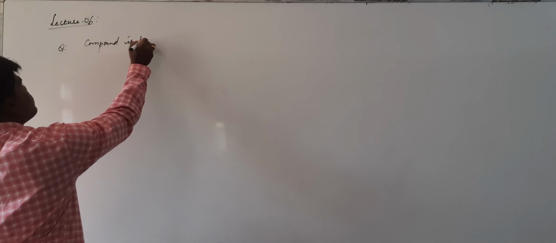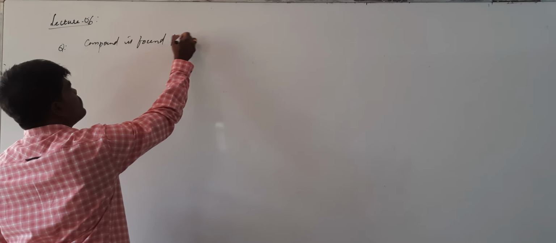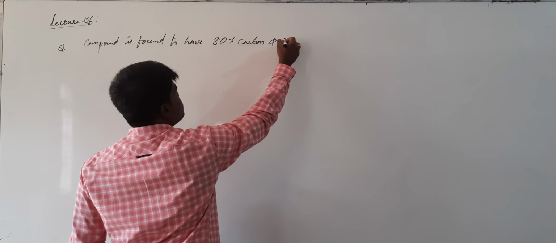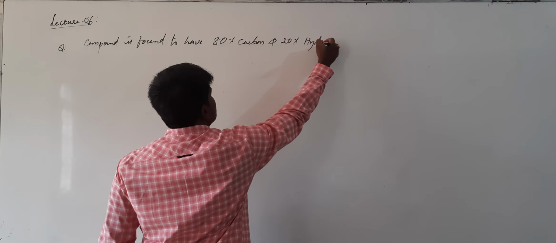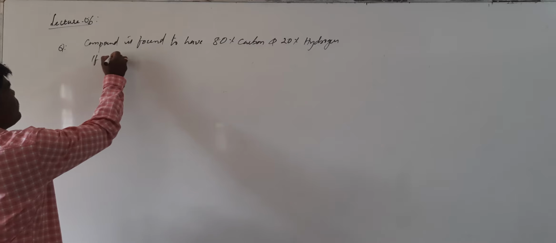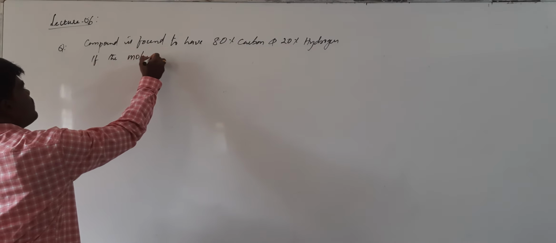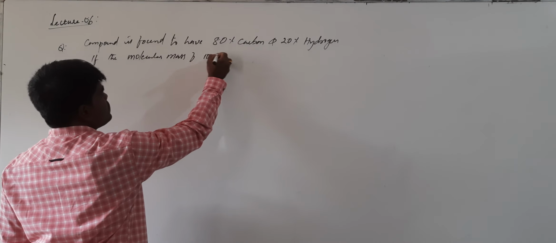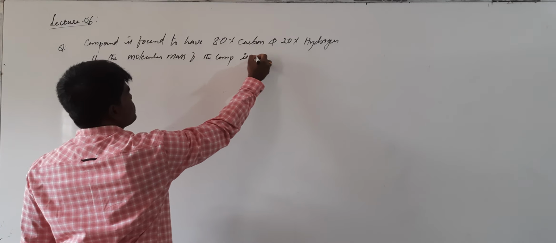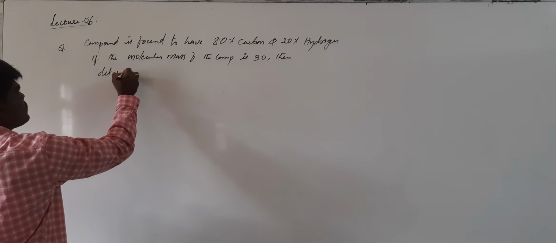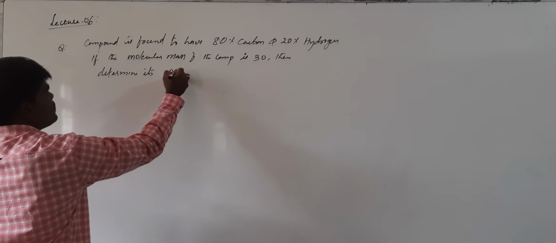A compound is found to have 80% of carbon and 20% of hydrogen. If the molecular mass of the compound is 30, then determine its molecular formula.